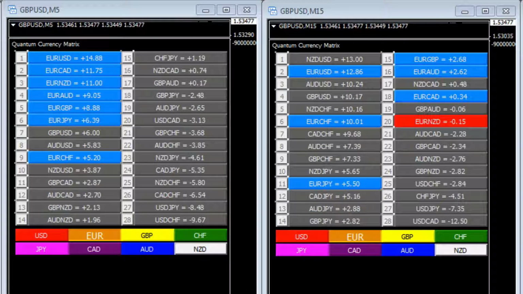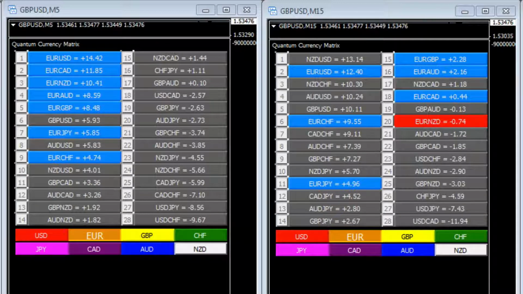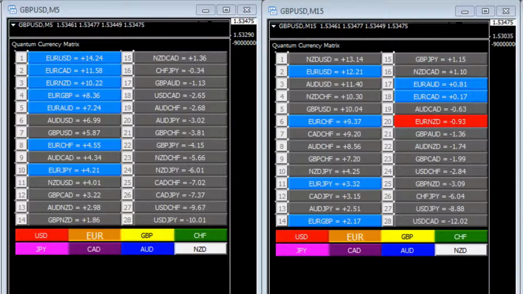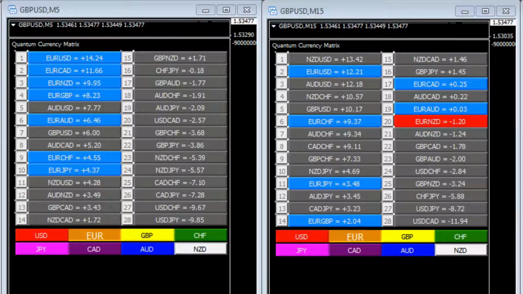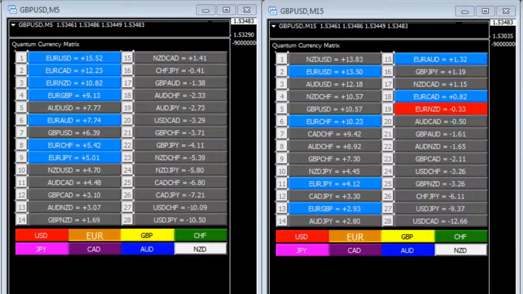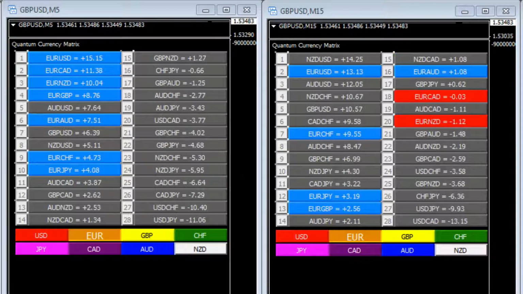You can see there on the leaderboard, a lot of the euro-related pairs are starting to climb their way up the ladder. We've only got one slightly negative, which is the Euro New Zealand at the moment. So there does seem to be a degree, quite a strong degree, of bullish euro sentiment flowing in that time frame as well, from the 5 into the 15.